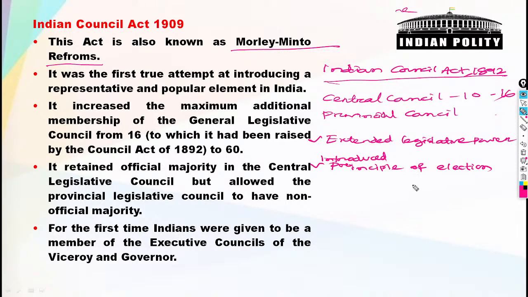The principle of election, although it was not election in the true sense of the term. Certain local bodies like the Bengal Chamber of Commerce, municipalities, universities, trade associations, and zamindars could nominate non-official members to the Central Legislative Council. As Indians were given the right to nominate, the act is said to have introduced the principle of election, so to say.